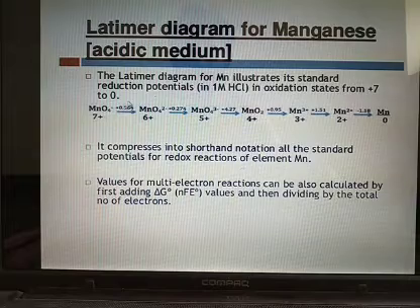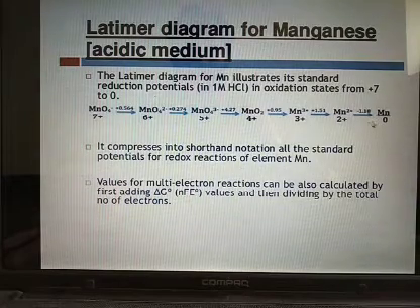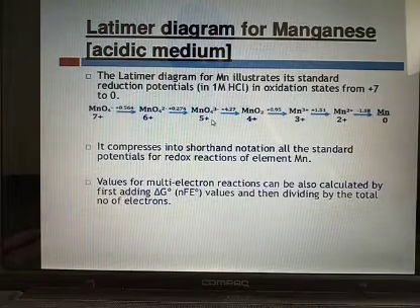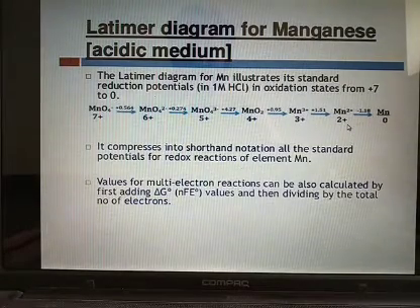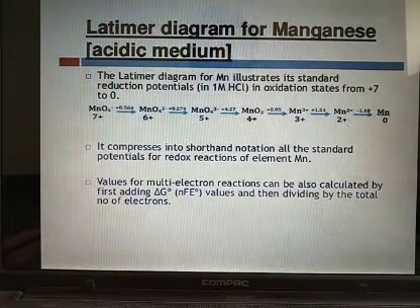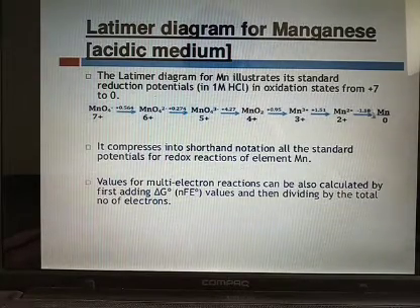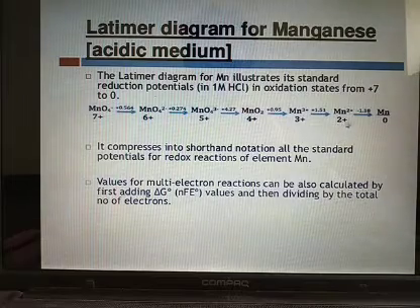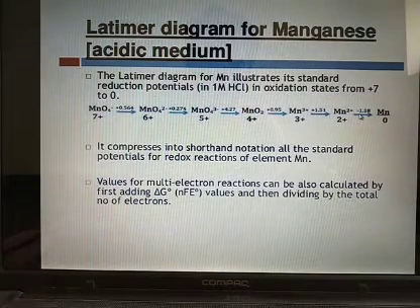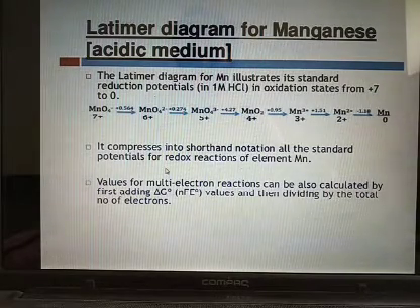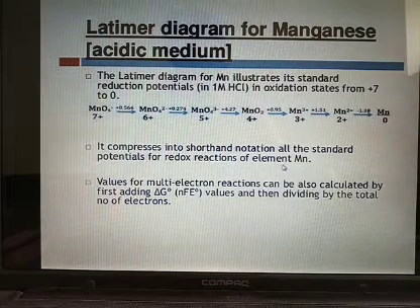An example is manganese, which shows various oxidation states: 0, 2, 3, 4, 5, 6, 7, totally 7 different oxidation states, in 1 molar HCl, that is in acidic medium. For the conversion from 0 to plus 2 by losing 2 electrons, it shows a redox potential of minus 1.18 volts. So it compresses into shorthand notation all the standard potentials for the redox reactions of an element, here Mn.